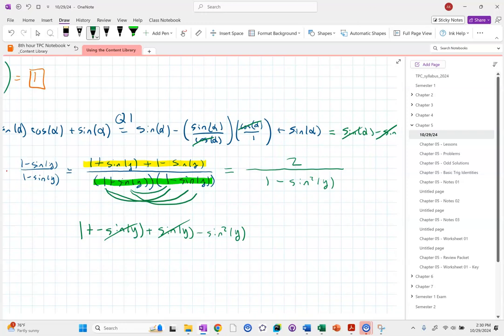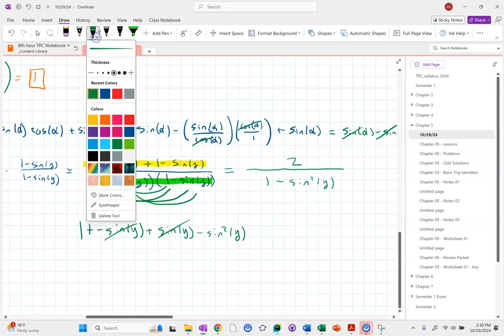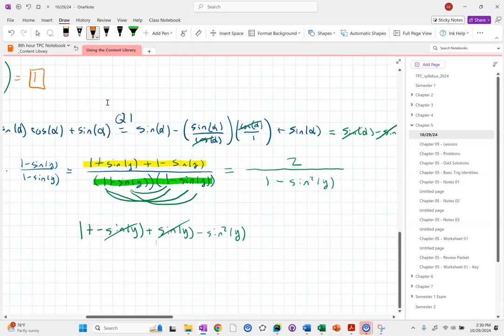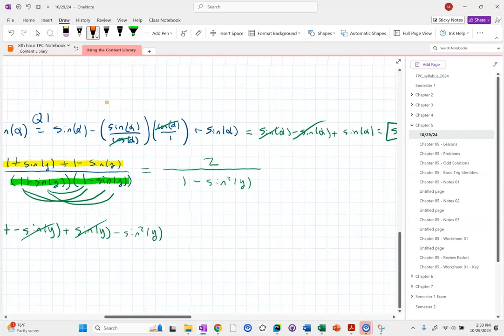Okay. Will Hannah, you're next. So we got 2 over 1 minus sine squared y. Algebra or identity? Could be identity. Great. Which identity? I'm thinking it's gonna be R4. Nope.